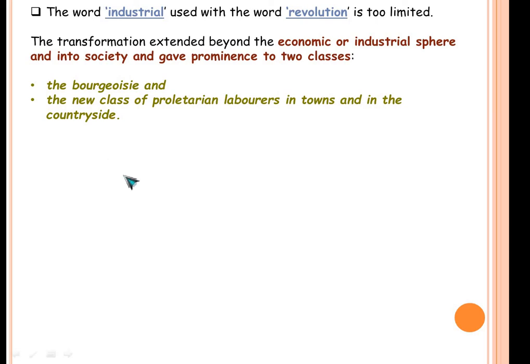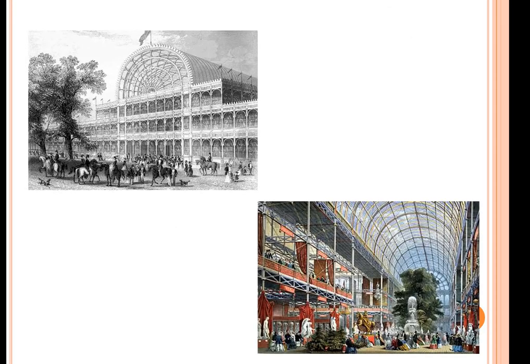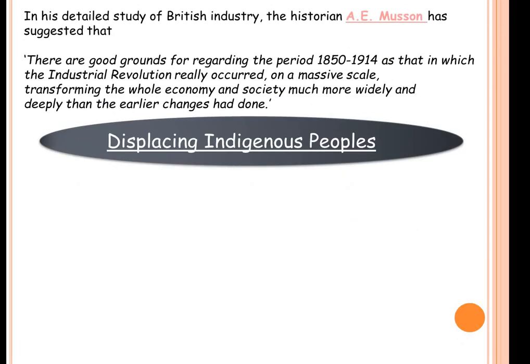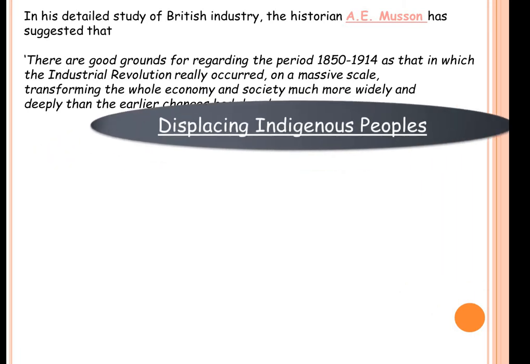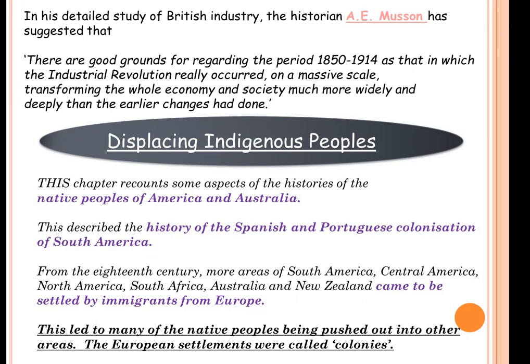The two classes to which the European settling paved the way is an important point. The exhibition at the Crystal Palace, and now we need to look at the displacing of indigenous people. More points are coming up in that. We saw the three groups already that we are going to discuss in this session, and how the people were actually pushed out, especially by the European settlers, which were known as colonies.